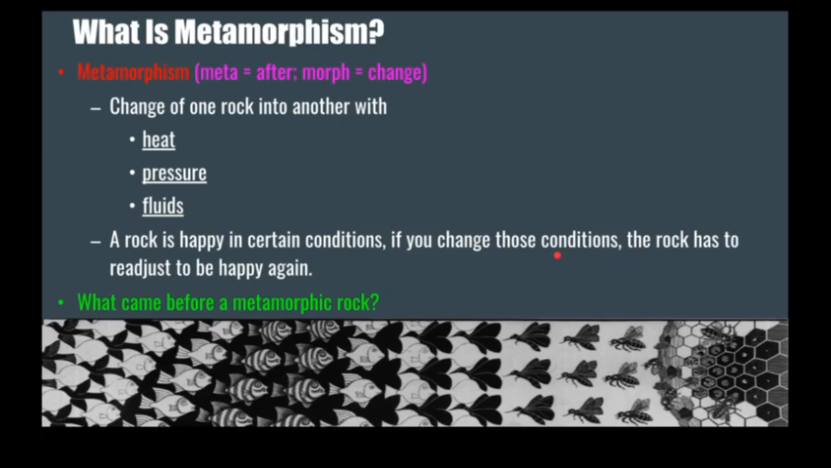And a rock is generally happy in certain conditions. What I mean by that is a mineral with its crystalline structure and elements in it are generally in equilibrium with the environment that it's in. And if you change that environment, you offset that equilibrium. And those minerals have to readjust to be in equilibrium again with the new environment.